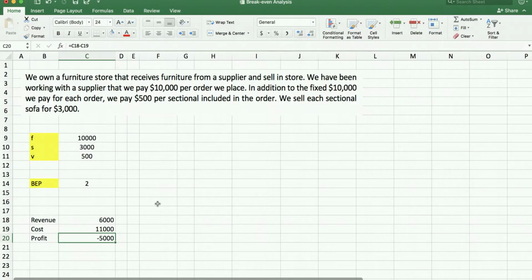You first want to find at what level I am making $0 and I'm losing $0. And then from there, you can analyze and try to understand how many units you should be selling or offering to be able to make profit. All right, so that is the idea.